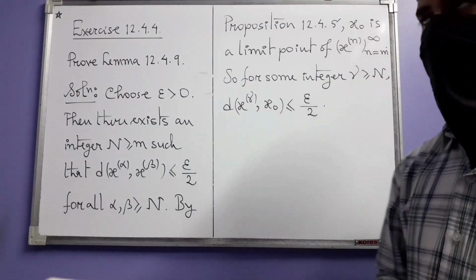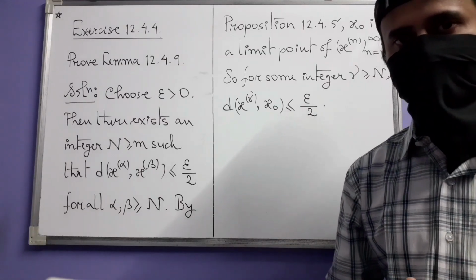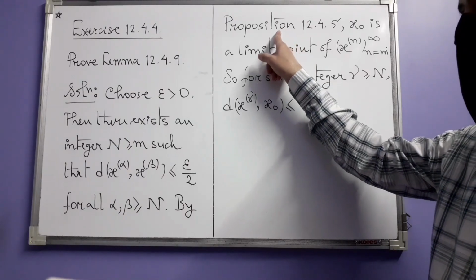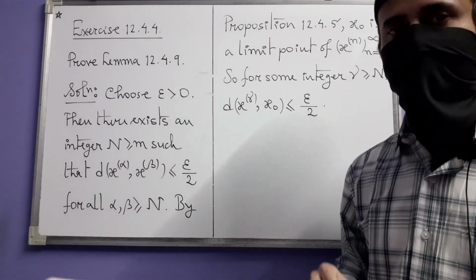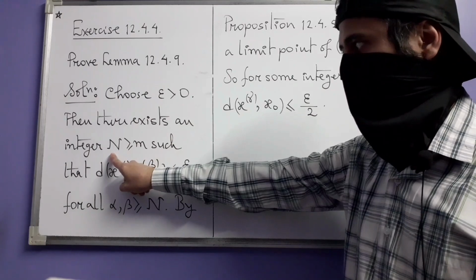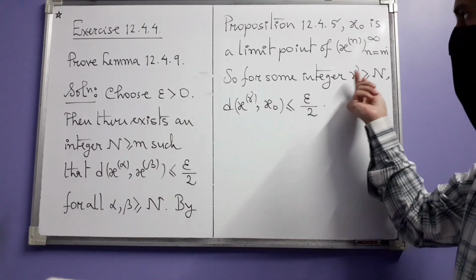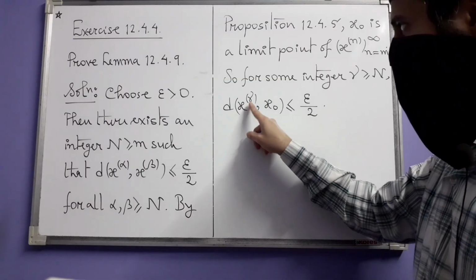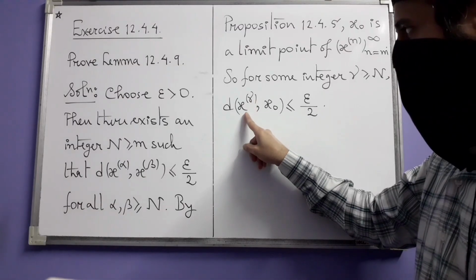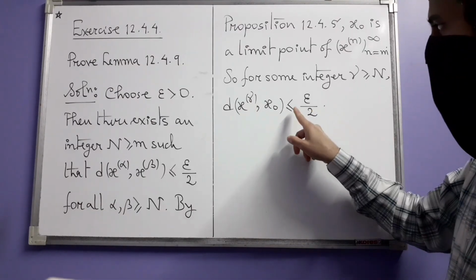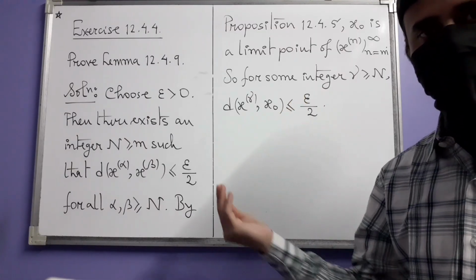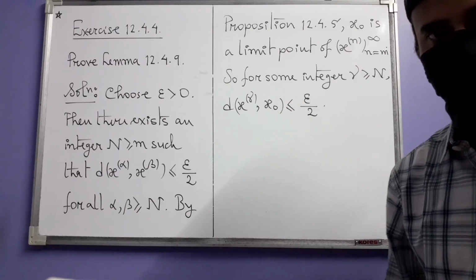Now we are also given that our sequence x_n has a subsequence x_{n_j} that converges to a point x_0. So you see the statement of Proposition 12.4.5. It tells us that x_0 becomes a limit point of our original sequence x_n. So for this epsilon and this N, there will exist an integer gamma greater than or equal to N, such that the term x_gamma of our sequence satisfies this inequality. That means the distance between x_gamma and that point x_0, which is a limit point, is less than or equal to epsilon divided by 2. This comes from the fact that the subsequence x_{n_j} converges to x_0.